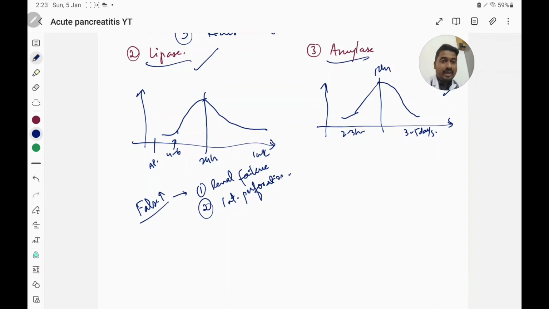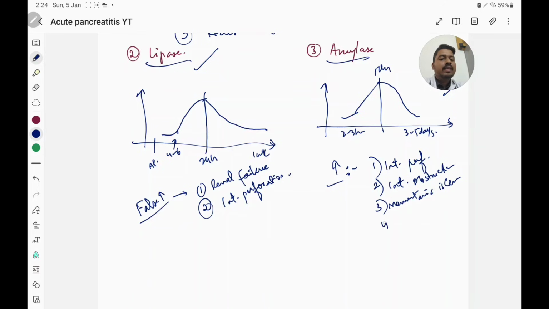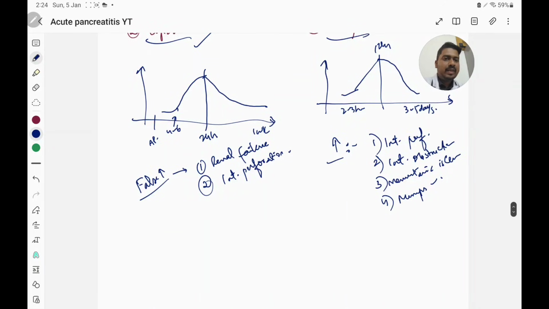Okay, but what about amylase? Is amylase so good? Not at all. Amylase can be increased in many conditions. Okay, amylase can be increased in intestinal perforation. Okay, second, it can be increased in intestinal obstruction also. Third is mesenteric ischemia. Okay, and we have seen one more case where amylase is increased in mumps. Okay, so there are many conditions where amylase can be increased.